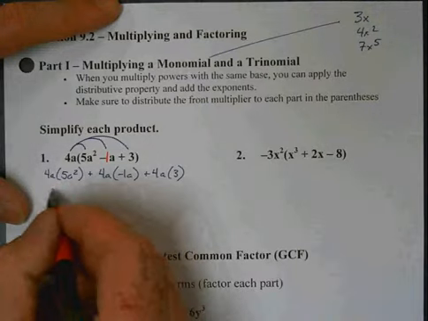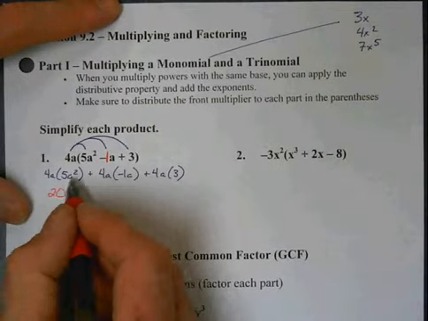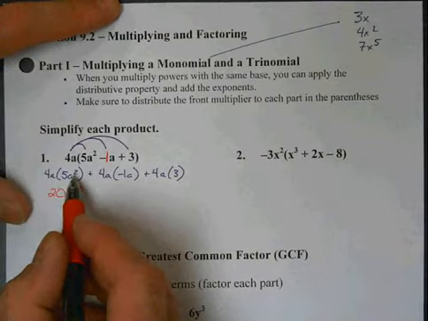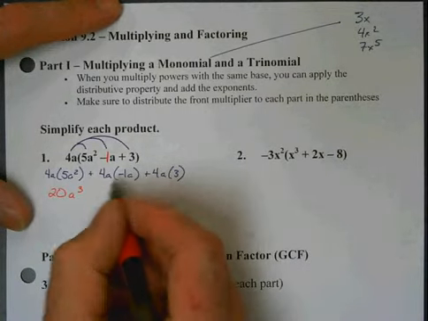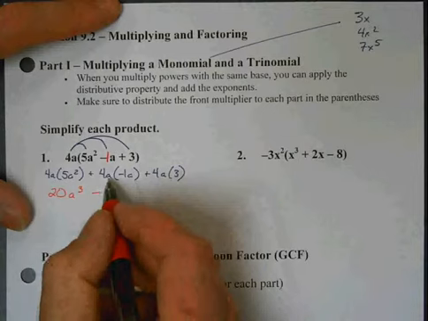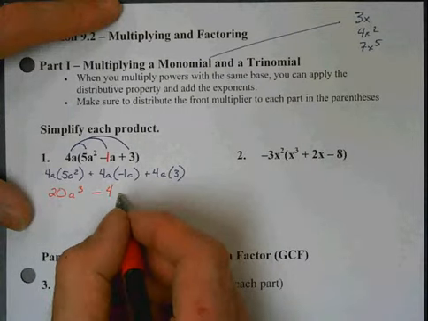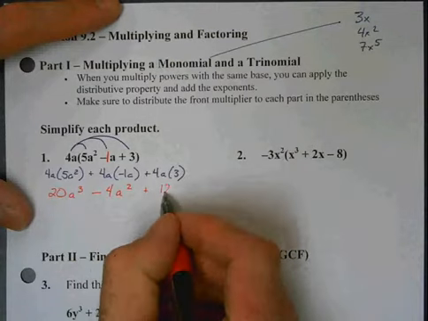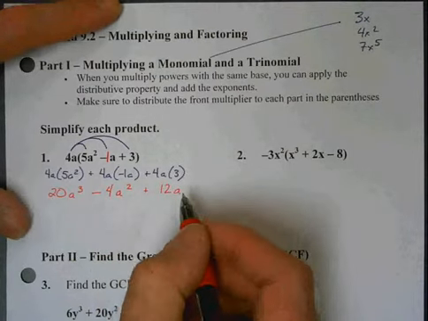4 times 5 is 20. A times a squared is a cubed. We add a to the first and a to the second. Then 4 times negative 1 is negative 4. And a times a is a squared. And then lastly, 4 times 3 is 12, and a is left by itself. And so that's our answer.